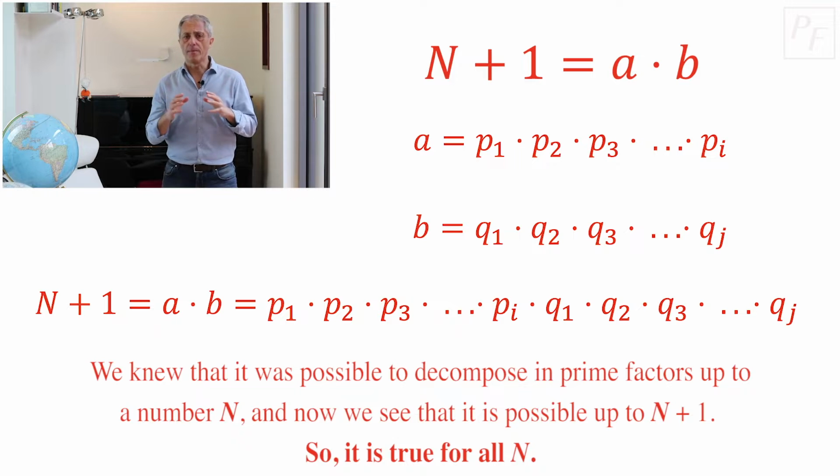Since we knew from the beginning that it was possible to decompose up to n, and now we know that it is also possible to decompose up to n plus 1, then we will know how to decompose any number, however large. This is the power of mathematics. We are absolutely sure that this is true for the infinitely many natural numbers without having to check it for all of them, which moreover is impossible.